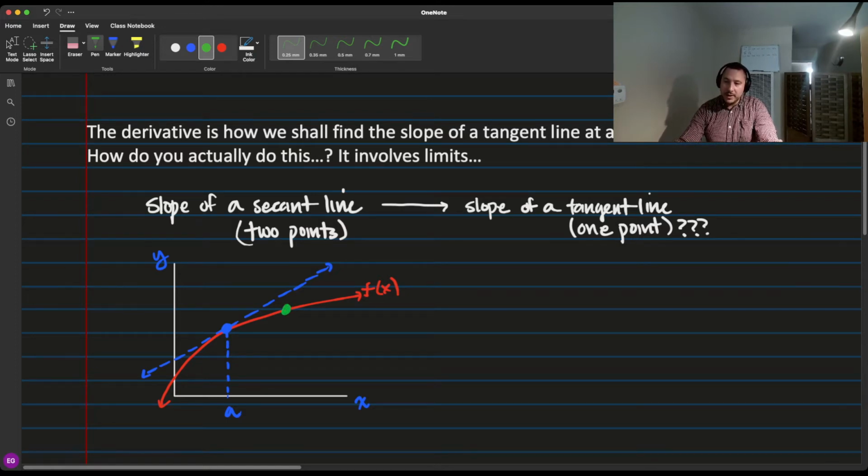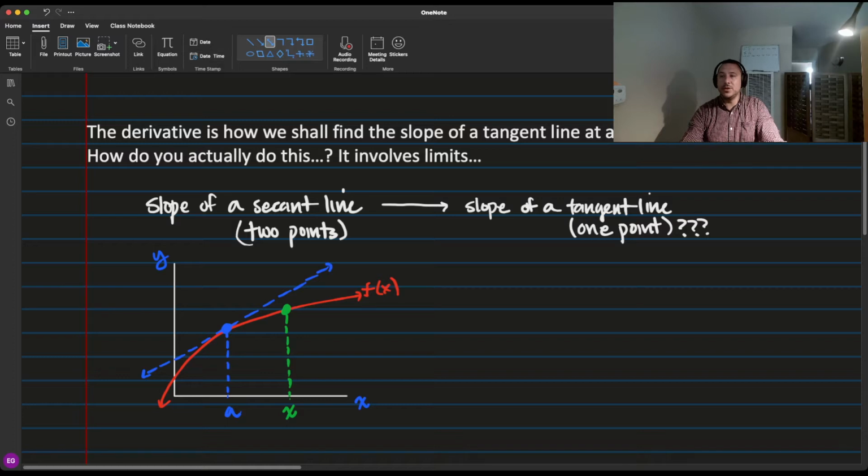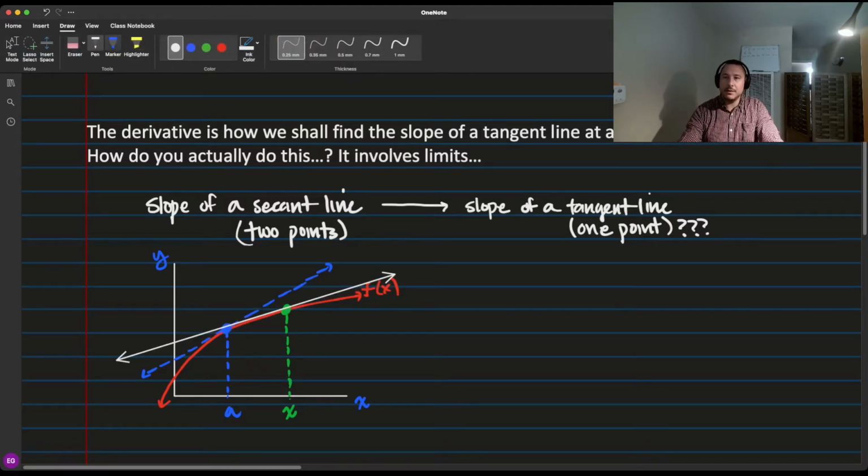We choose some other point over here. And I'm going to call that point x. So now I have 2 points. I have a and I have x. And I can find the slope through those 2 points. Okay, why is it not letting me draw a tangent line? Okay, there we go. Thank you. There we go, in white. Right, so this here is the tangent line in blue. This here is the secant line in white.